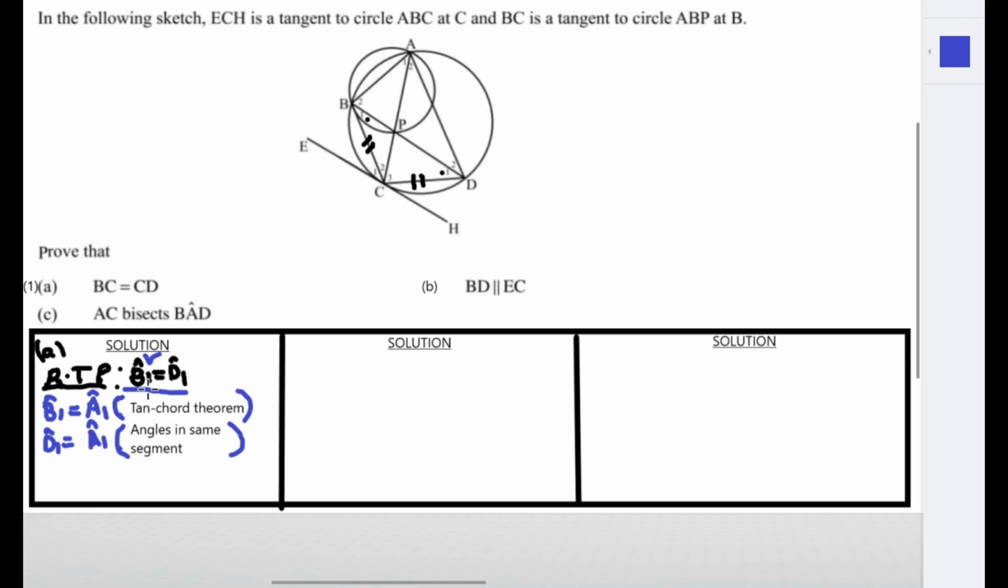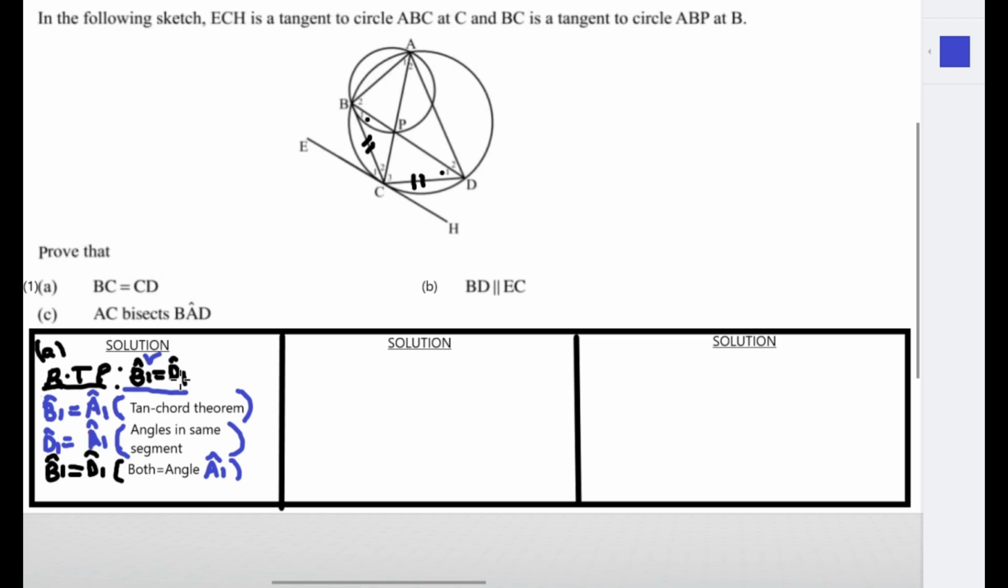So therefore, you have to say angle B1 is equal to angle D1 because both of them are equal to angle A1. Can you see? So therefore we have to conclude now. So we have concluded with what we have underlined. Angle B1 is equal to angle D1.